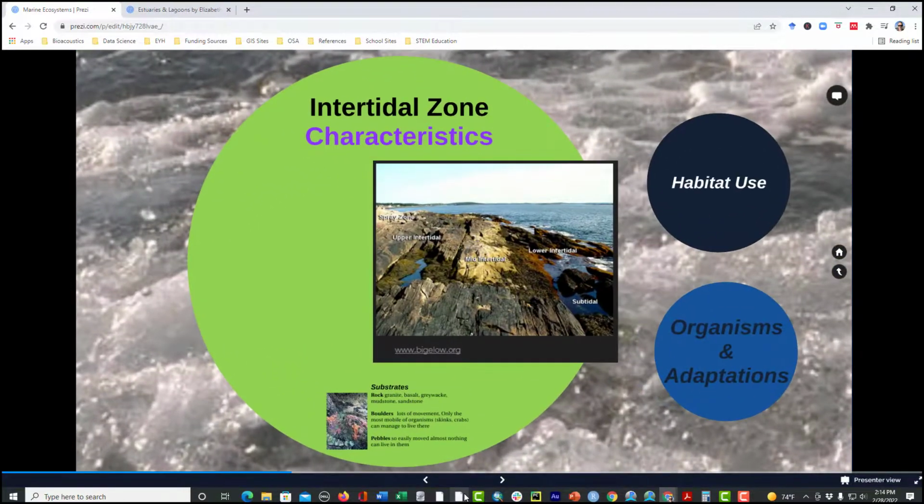Now the intertidal zone is one that we're probably quite familiar with because we live in San Diego and there are quite a few of these available to us, and we seem to enjoy traveling there and checking out these different beautiful habitats.